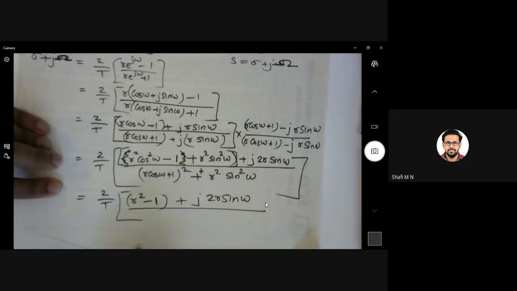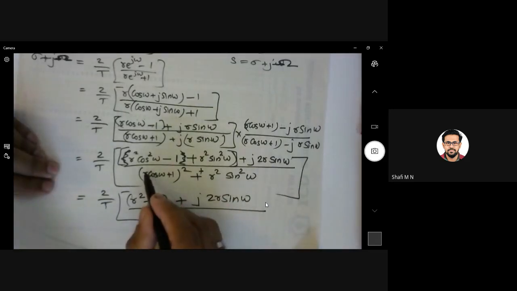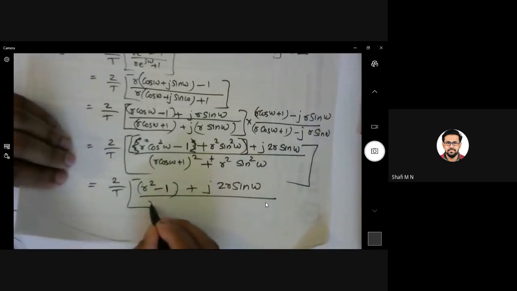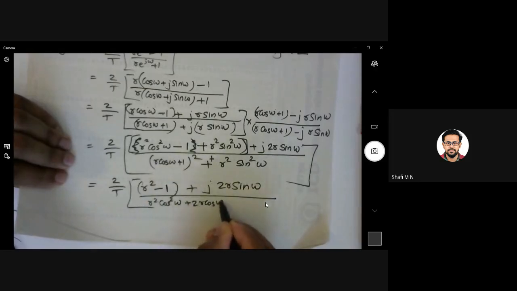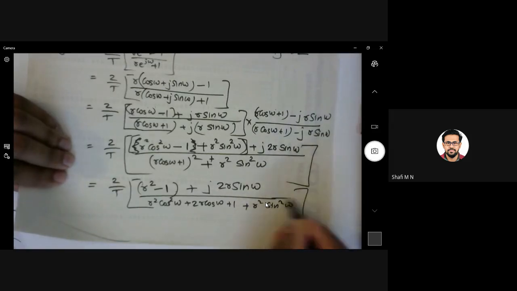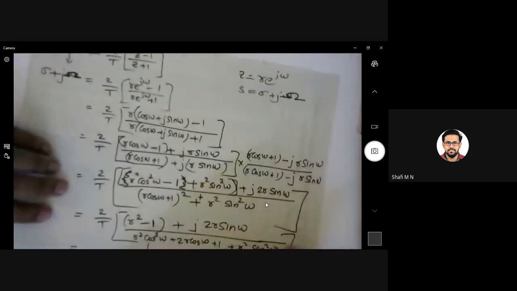All divided by, let's simplify the denominator also. When you open this bracket, what you will get? R square cos square omega plus 2r cos omega plus 1. Plus you have another term also there, right? R square sin square omega. So here again, if you take this r square common outside, you will have cos square omega plus sin square omega. That is again 1. And the final answer will be, let me write in another page.